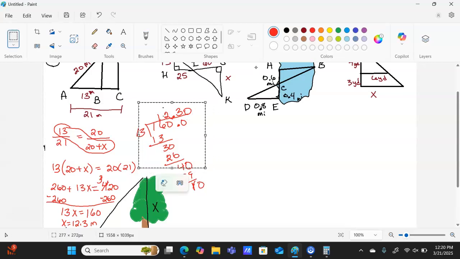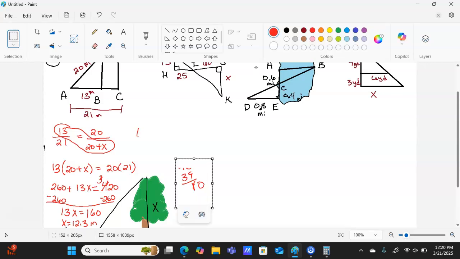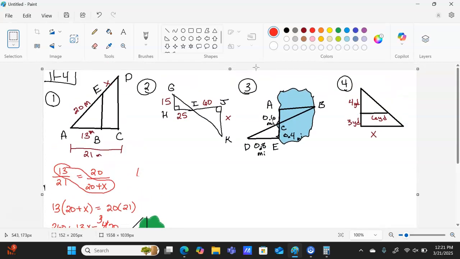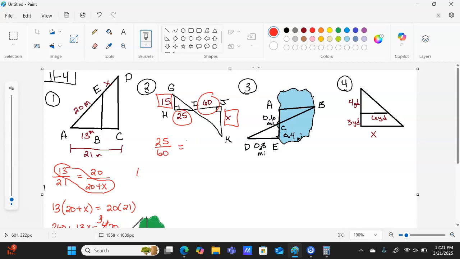Going on to number 2, we have two similar triangles again. And so here, this side and this side are the corresponding sides. And then this side and this side. And so this one, you have 25 is to 60 as 15 is to X. So I don't have any addition statements. So 25 times X equals 60 times 15.